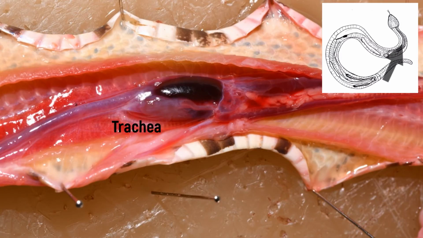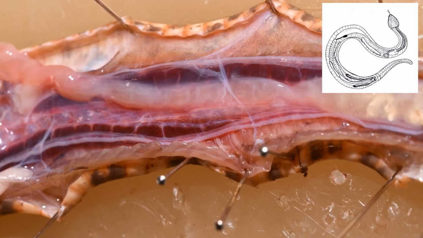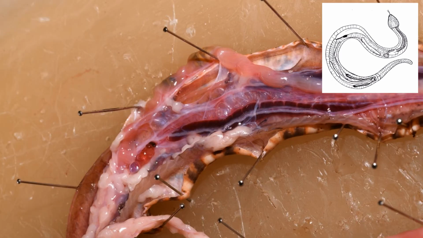The trachea is clearly visible as a ringed tube from the throat to the lungs. The hepatic artery is large and connects the liver to the heart. The kidneys again lie dorsal within the body cavity along the ventral surface of the spine. Once again, they are elongated.